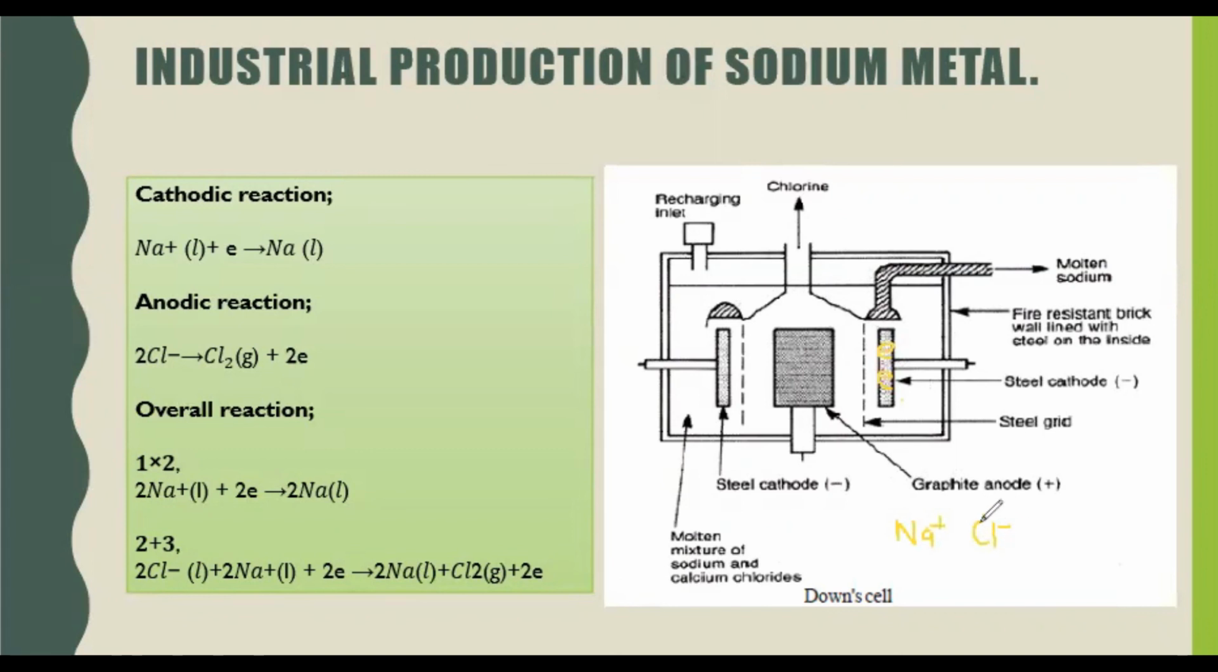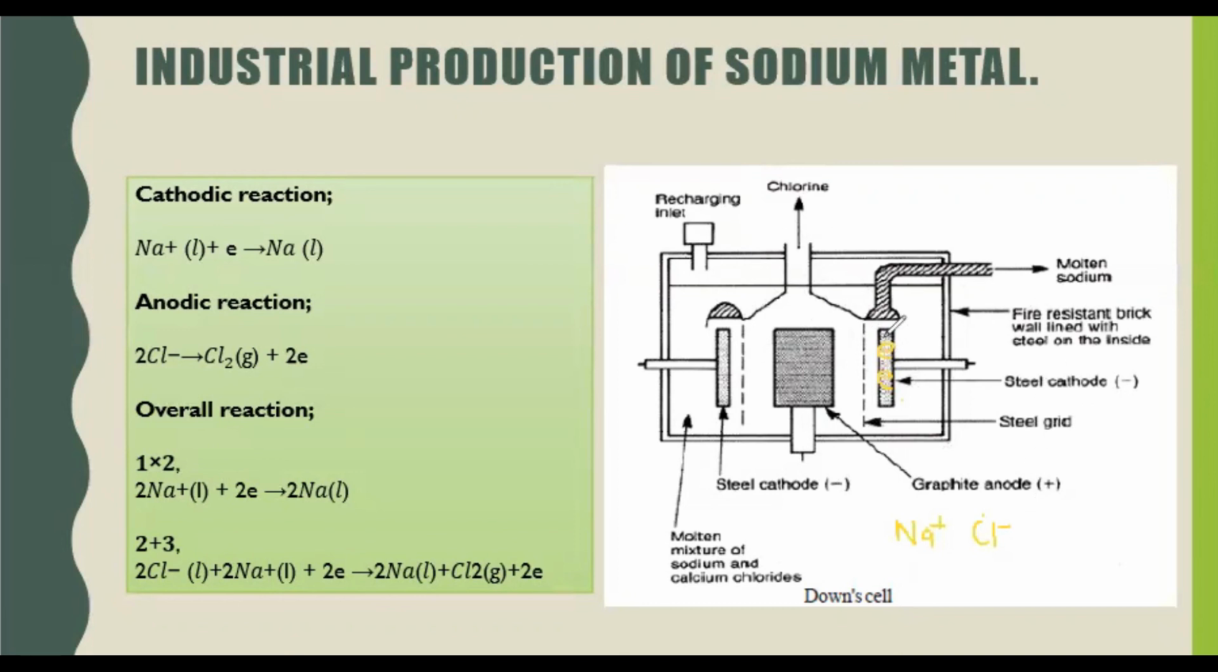That is a very high temperature. So that means we will have to heat this for a long time. To bring down this melting point, we are using calcium chloride. When we add 40% of calcium chloride to this system, the melting point comes down to 600 degrees Celsius. So within a short time, we can break the sodium chloride into sodium plus and Cl minus.